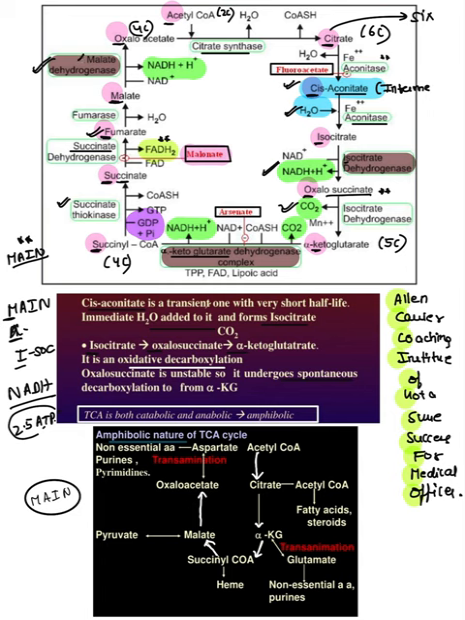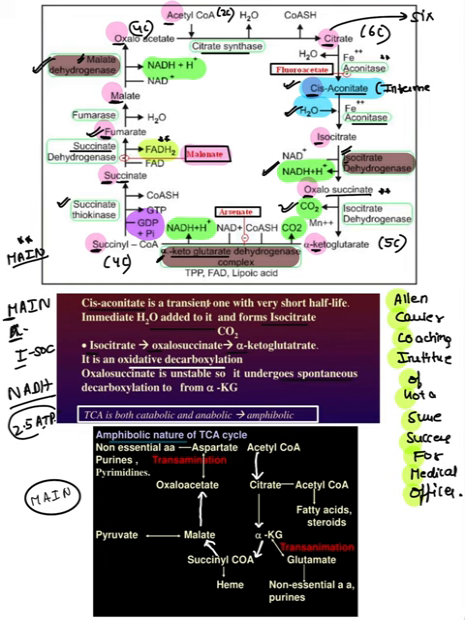M is for malate dehydrogenase, A is for alpha ketoglutarate dehydrogenase, I is for isocitrate dehydrogenase, and N is for NADH. These are the three enzymes that produce NADH, and you have one enzyme that produces FADH.